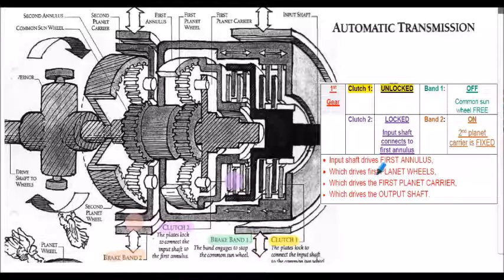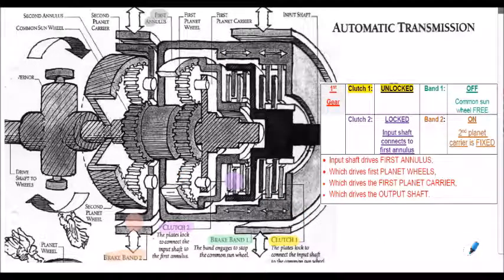If you look at the configuration here, the input shaft drives the first annulus, because this clutch is locked. The input shaft, this dart shaft, is clamped to the first annulus by this arrangement here. That first annulus drives the planet wheels, and then that drives the planet carrier, and the planet carrier drives what's called the output shaft. That's the output shaft shown there. So that's one approach through the Epicyclic gearbox.